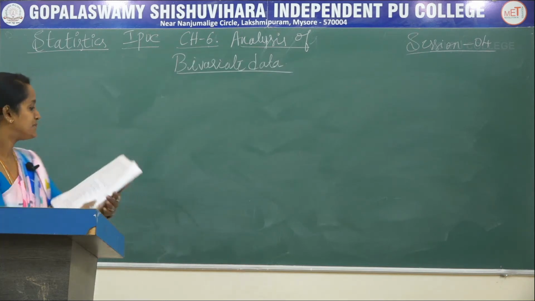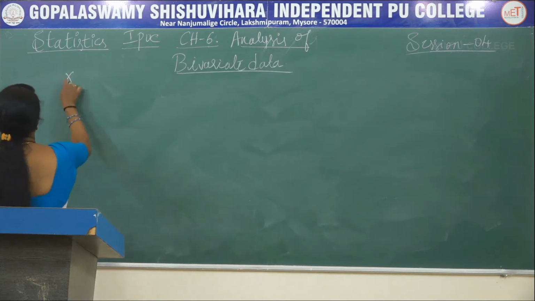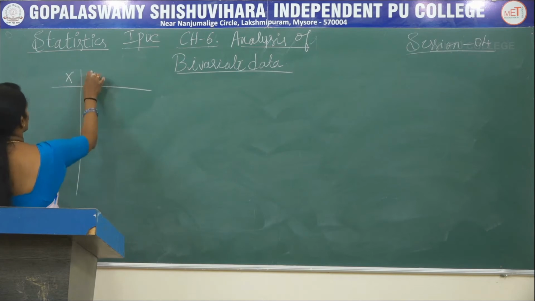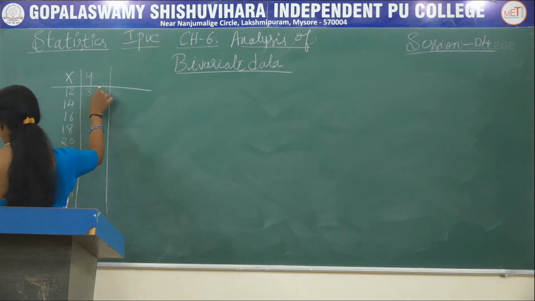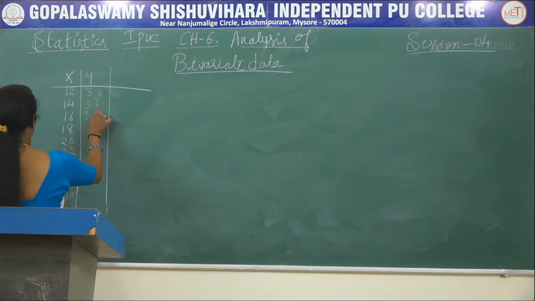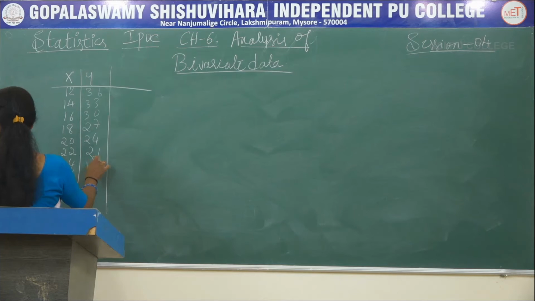Next problem, to find out the correlation coefficient using the shortcut method. 12, 14, 16, 18, 20, 22, 24, 26, 28, 30, and 36, 33, 30, 27, 4, 21, 18, 12 and 9.